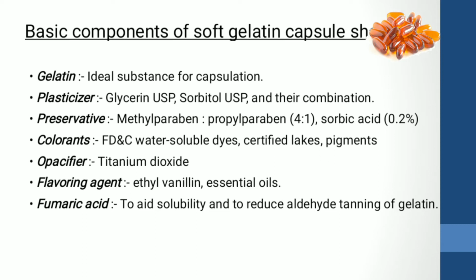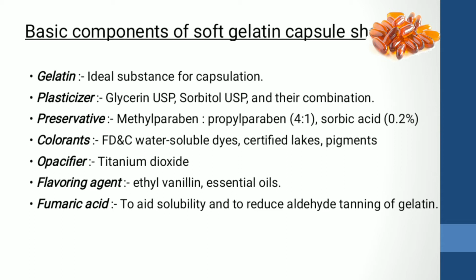Then the next one is plasticizers. Plasticizers are used to make the soft gel shell elastic and pliable. They usually contain from 20 to 30% of the wet gel formulation. The most common plasticizers used in soft gel are glycerin USP, sorbitol USP, and their combination. The amount and choice of plasticizer contribute to the hardness of the final product and may even affect its dissolution or disintegration characteristics as well as its physical and chemical stability.